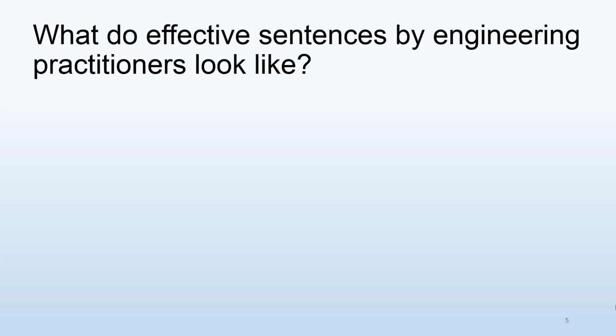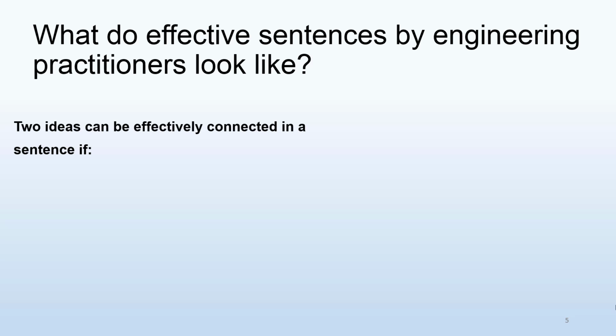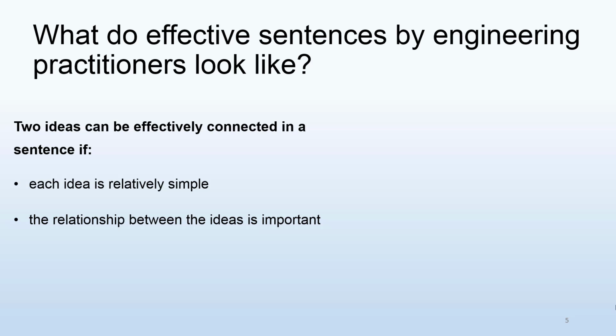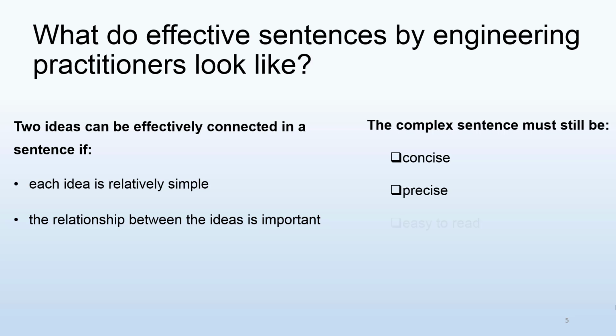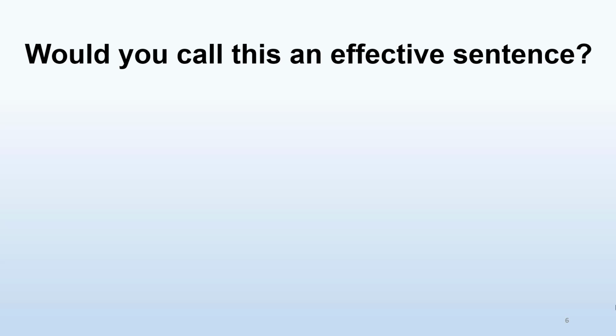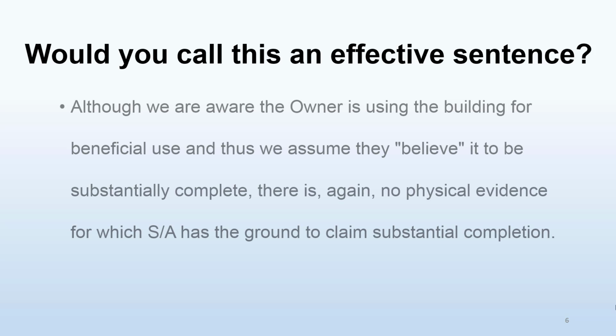Two ideas can be effectively connected in a single, complex sentence when each idea is relatively simple and the relationship between ideas is important. The sentence structure is more complex than in a simple sentence, but the sentence must still be concise, precise, and easy to read. Before showing you some examples that illustrate the most common types of connections expressed in engineering practitioners' complex sentences, we will look at an example sentence.